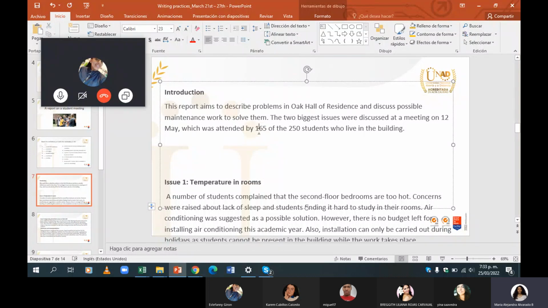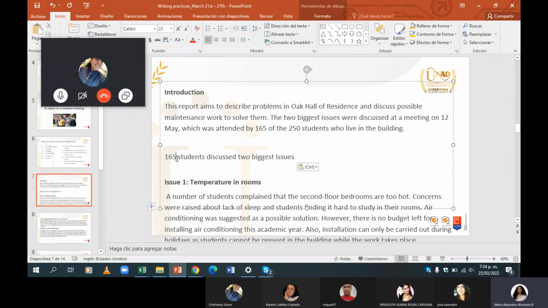So here, who is the subject? Who is the subject in this paragraph? Any idea? The students. Students discussed two big issues.